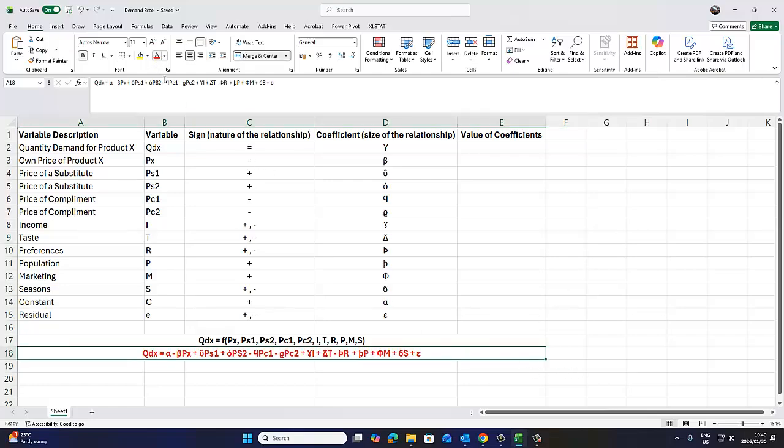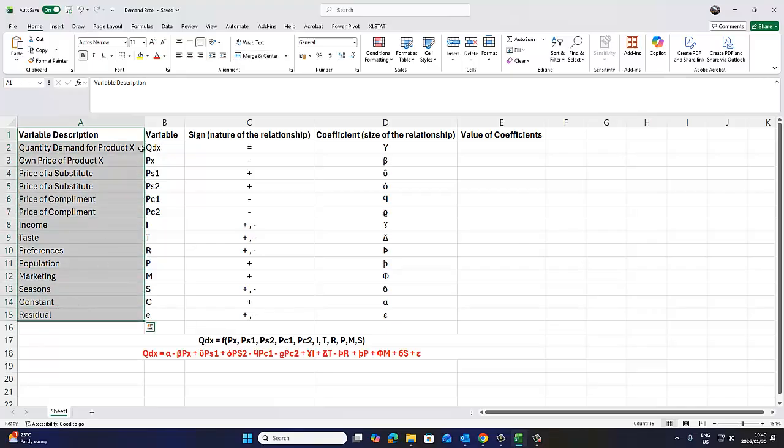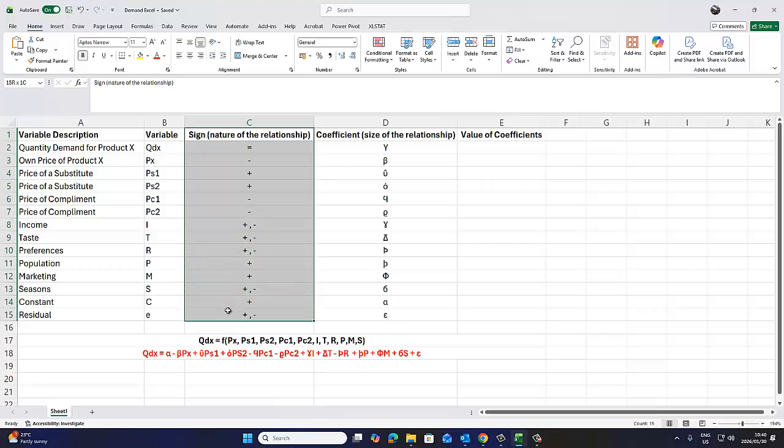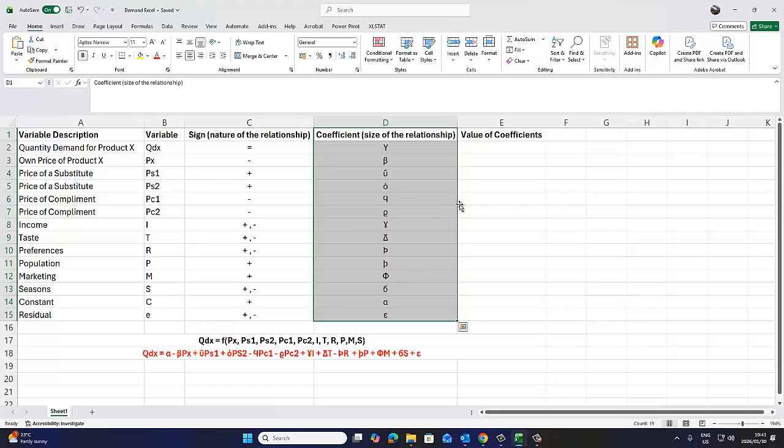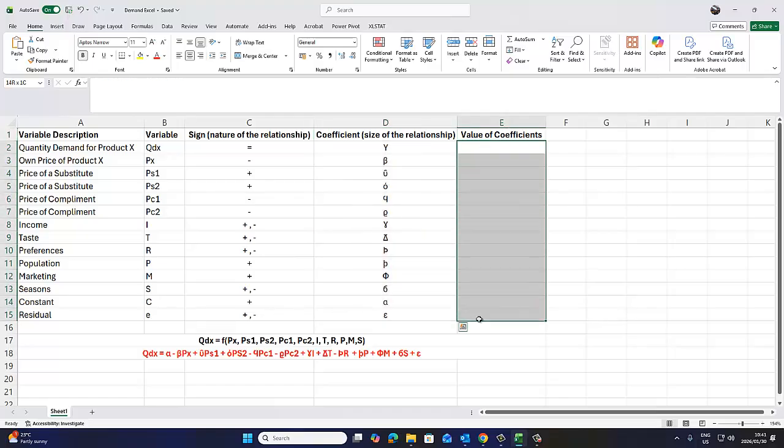Let's put it in red. There's my equation. Okay, so there's my variables. Description of the variables. Remember, those are not variables, but we include it in our equation. This is the abbreviation of the variables. This is the nature of the relationship or the sign. This is the coefficient of the relationship. And this is unknown. We need to estimate these parameters, not this one. That one is everything else.